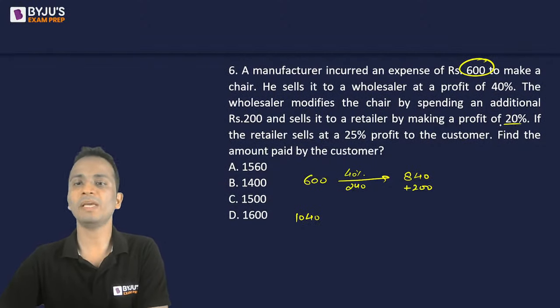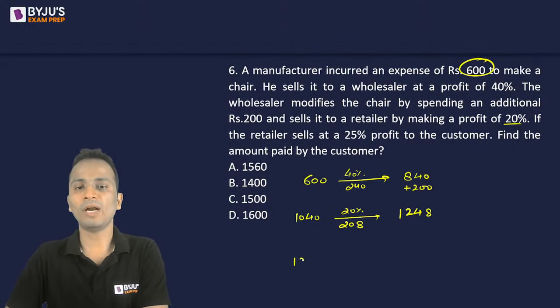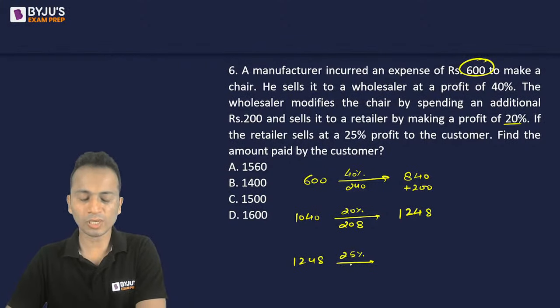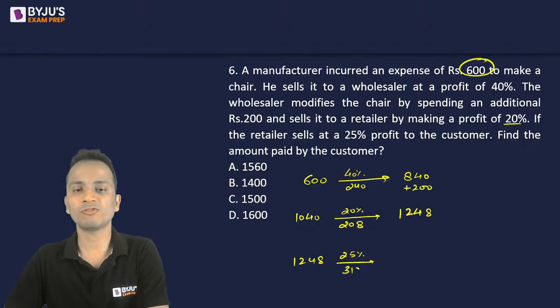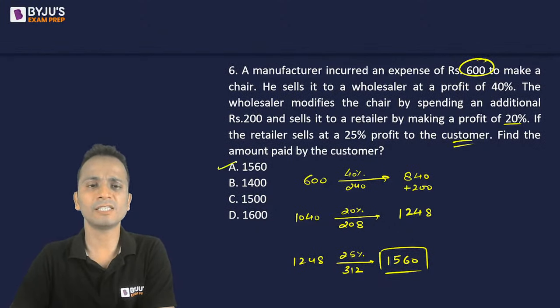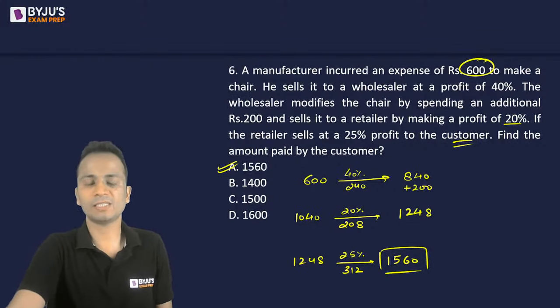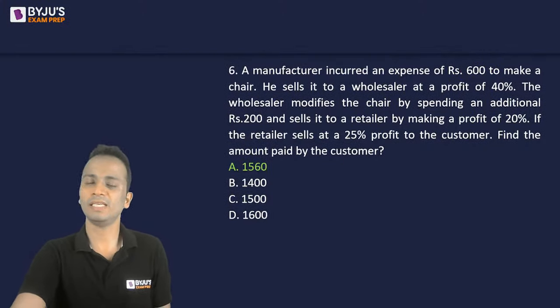Now he sells to the retailer by making a profit of 20 percentage. So again, 20 percentage of 1040 will be 208. So I'll add 208 and the value will become 1248. Next, on 1248, the retailer gets a profit of 25 percentage and sells to the customer. So 25 percentage of this value is 312. When added, it will give me 1560. So finally, the customer paid 1560. That is option A, which is correctly given by a lot of you. So yes, the correct answer is option A.